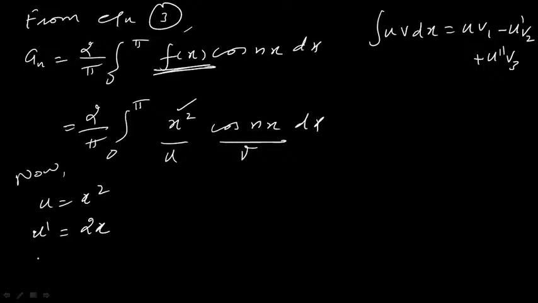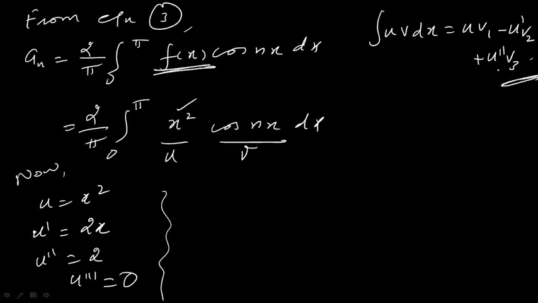x power 1, so no need to write the power. And u double dash is 2, a constant. Differentiating x you get only 1, so 2 product 1, that is 2 itself. What is your u triple dash? While differentiating a constant you get 0. So that's why we don't have the next term here. Okay.